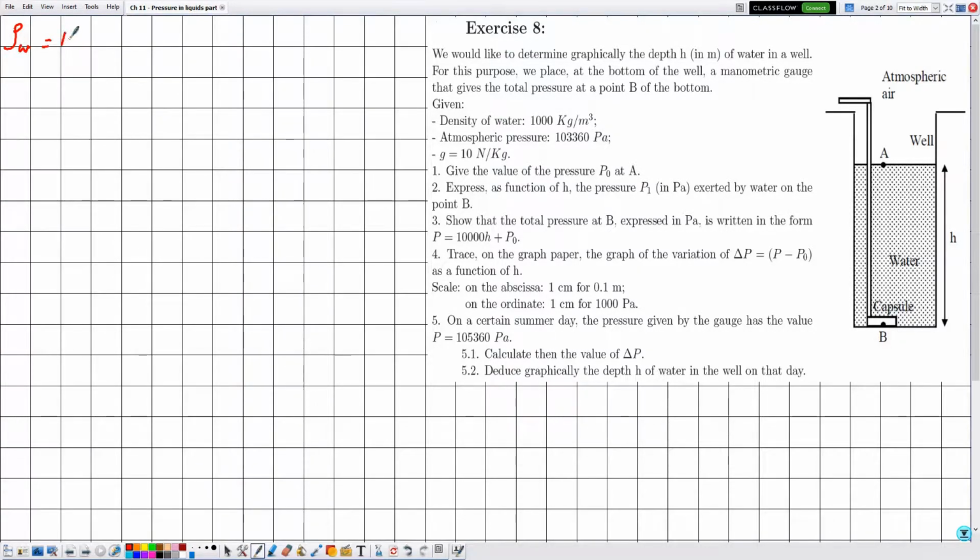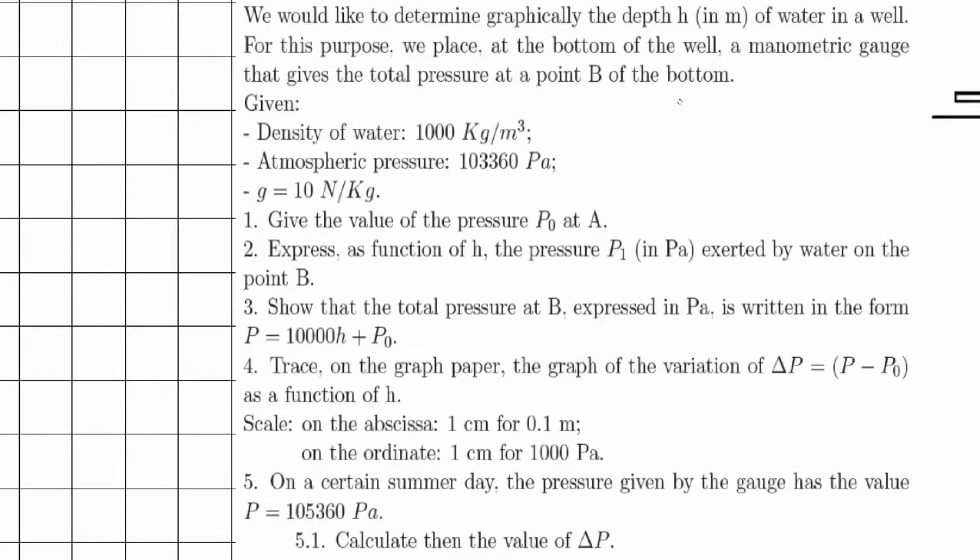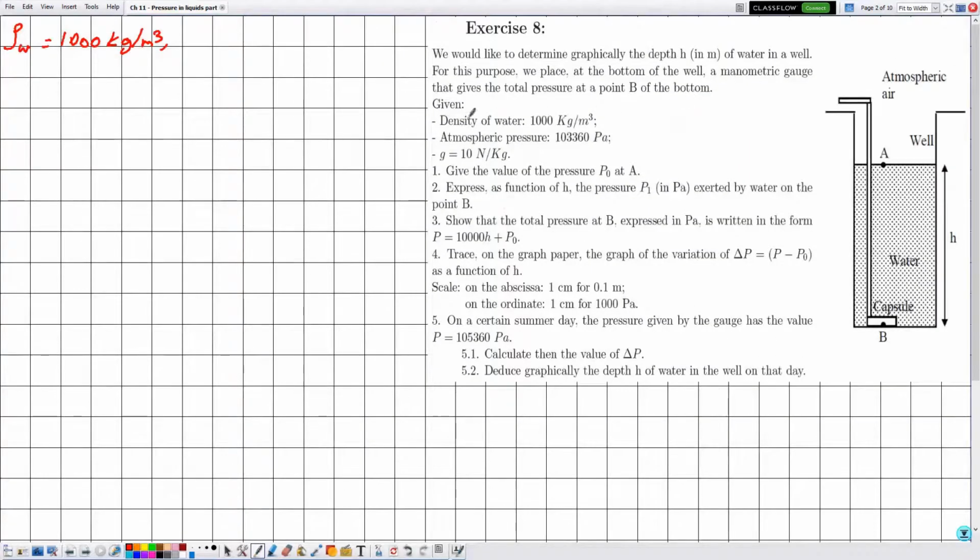Then the density is already given in the SI. And the atmospheric pressure is given by 103,360 Pascal. And the g is equal to 10 newtons per kilogram, which means that we are performing this experiment on the surface of Earth. Okay, they didn't mention this figure, but for sure we can use it.